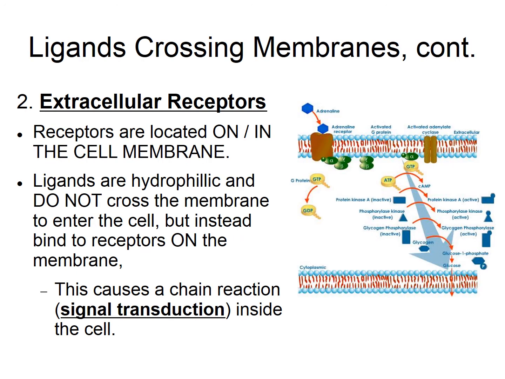Now it makes sense that if a receptor isn't inside the cell, then it's probably outside the cell. These types of receptors and ligands are known as extracellular, and that means that the receptor itself is located on the membrane. Here we have a receptor, and here we have the membrane itself in yellow. So it's on the outside of the cell.